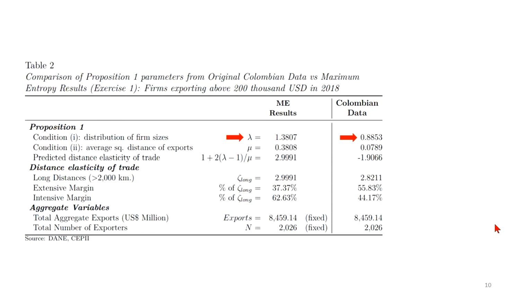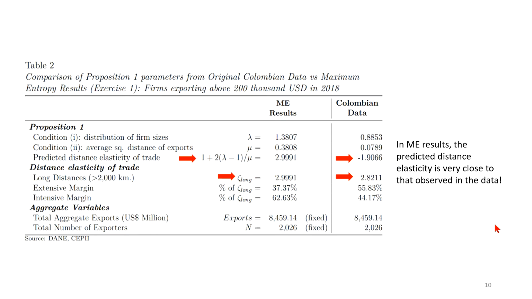Looking at the parameter estimations in the ME results, the value of lambda is larger, and the value of mu is larger, compared to the original data. And this is perhaps the most surprising part. I didn't put any restriction on the distance elasticity. I just need the model to fit. And what I obtain is that once the conditions are met, you get a distance elasticity that is close to 3, and that's actually close to the original Colombian data, okay?